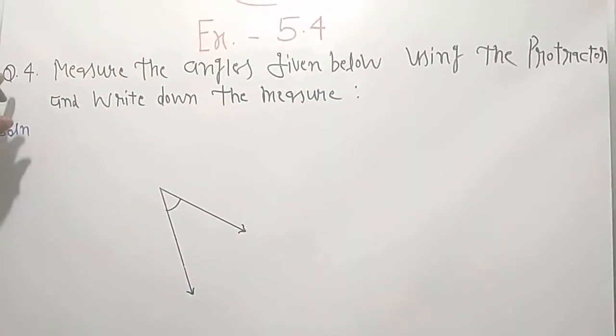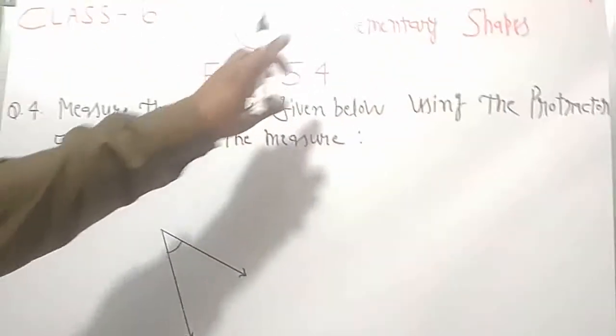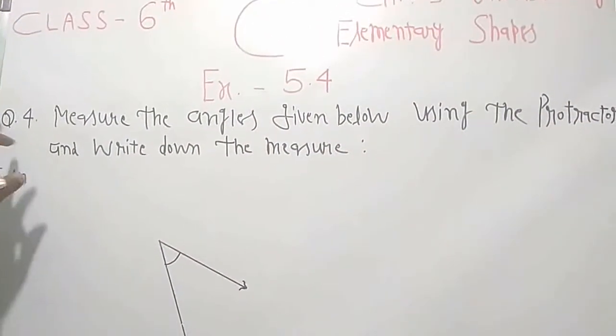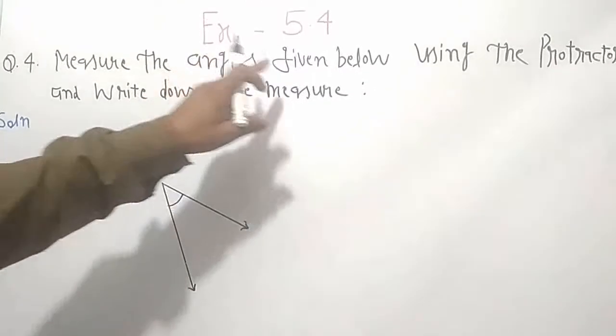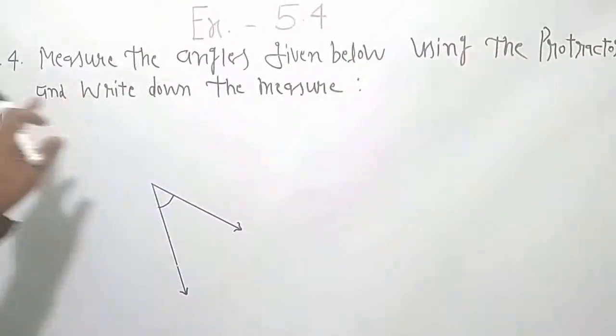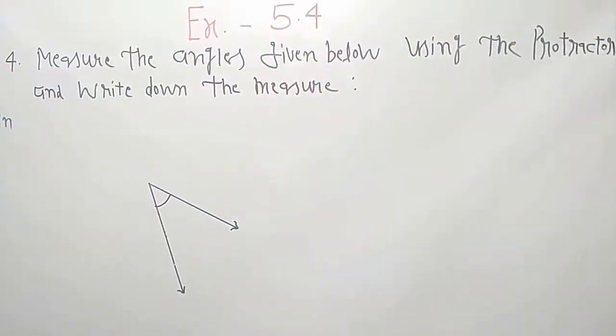In this video we are going to solve the question number 4 of exercise 5.4, chapter 5, understanding elementary shapes. Question number 4 says: measure the angles given below using the protractor and write down the measure.